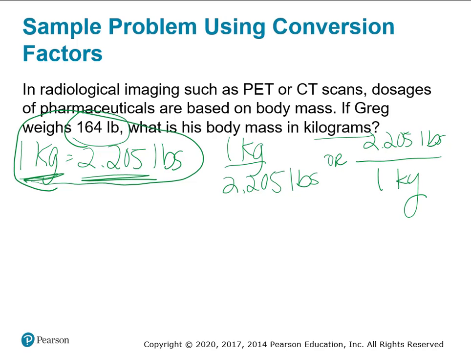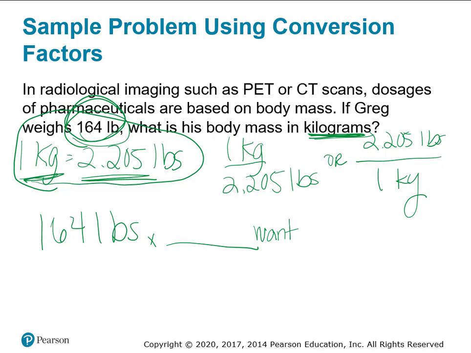Now how do we go from 164 pounds to we want kilograms? So what do we want? Here's what the trick is. What we want over what we've got. What do I want? I want kilograms. What have I got? What unit do I have? I've got pounds.